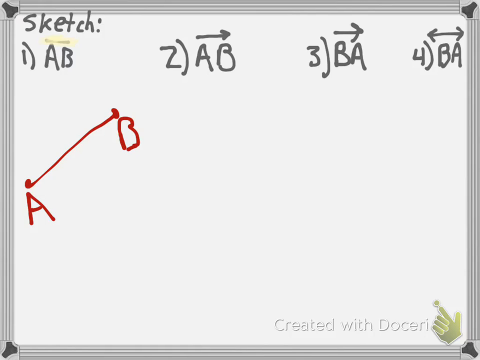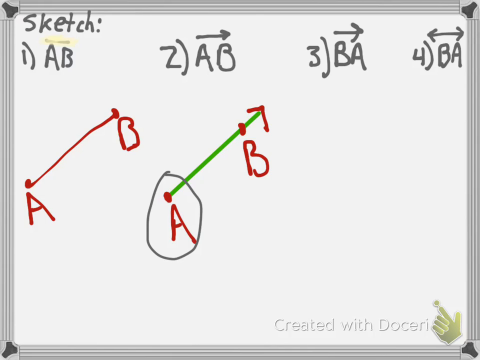Okay? For the next one, for number 2, it's going to look quite similar. We're going to have this line here. We'll put a point there. It'll be A. But on the B end, so we'll put B down here. This line has to go on forever in that direction. This is ray AB. It has to start with point A because point A came first there. So it has to start with point A.